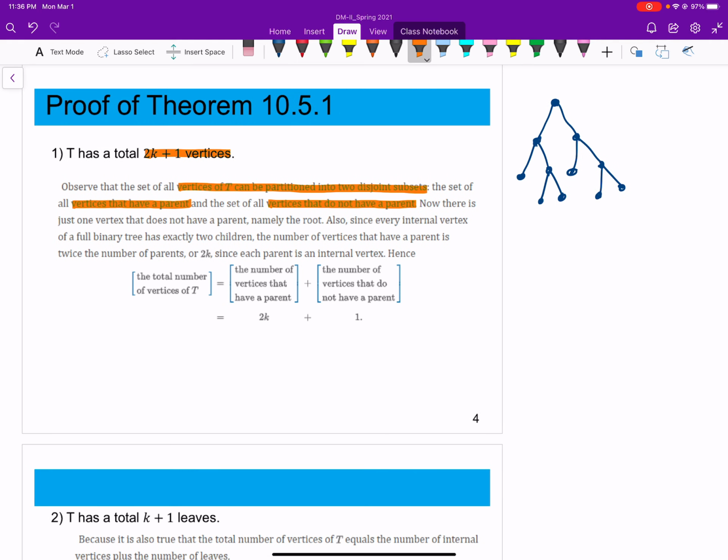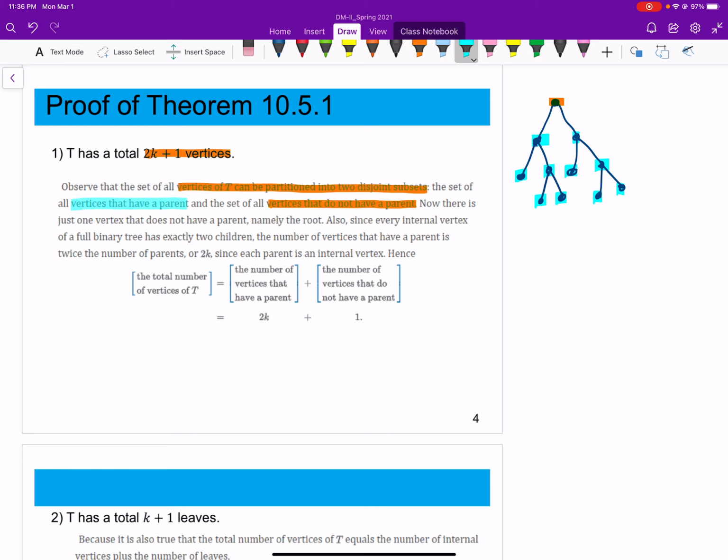Okay, so which are the vertices which have parents? This has a parent, that has a parent, and so on. These are having parents. The only vertex that does not have a parent is this one. So because of that reason, let me mark this by that color.